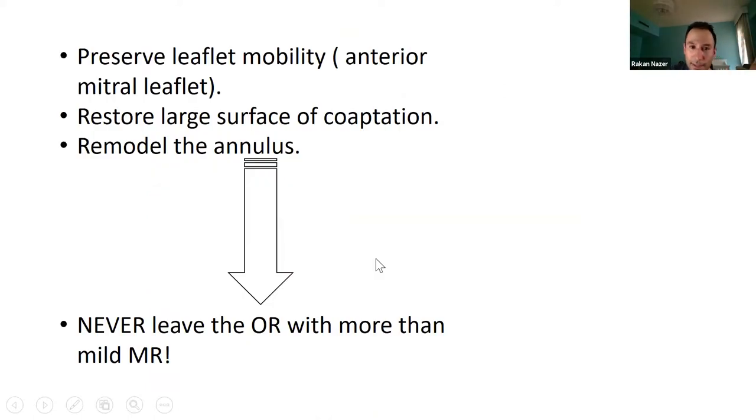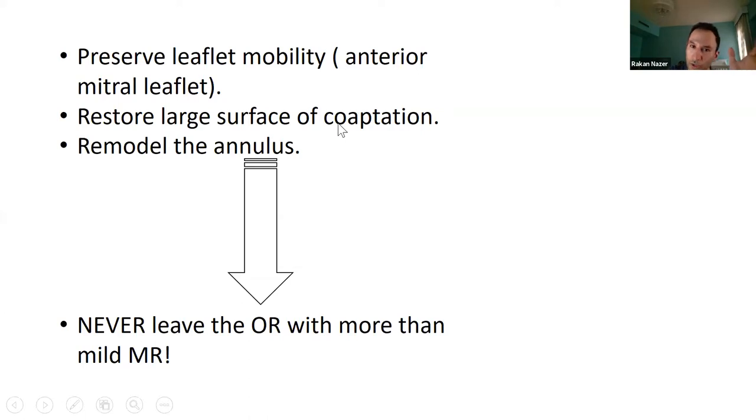And this is the golden principles of myxomatous mitral valve repair. Number one, preserve leaflet mobility, especially the anterior. The posterior mitral leaflet after repair just becomes a fixed shelf. The whole idea is to restore the mobility of the anterior leaflet. And if it's too excessive, you bring it back in its place. If there's redundancy in the posterior annulus, you basically make it a restricted shelf.